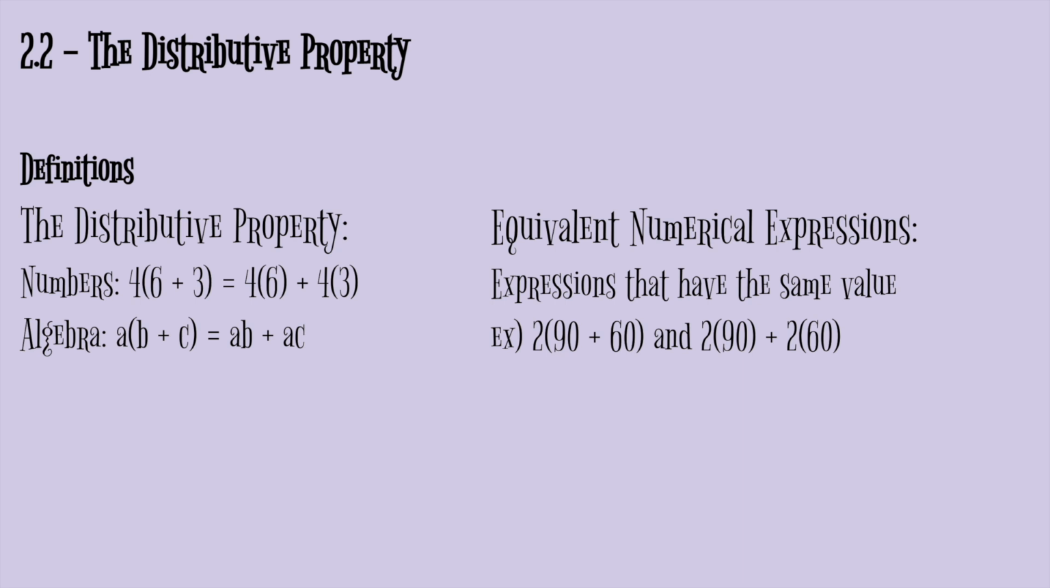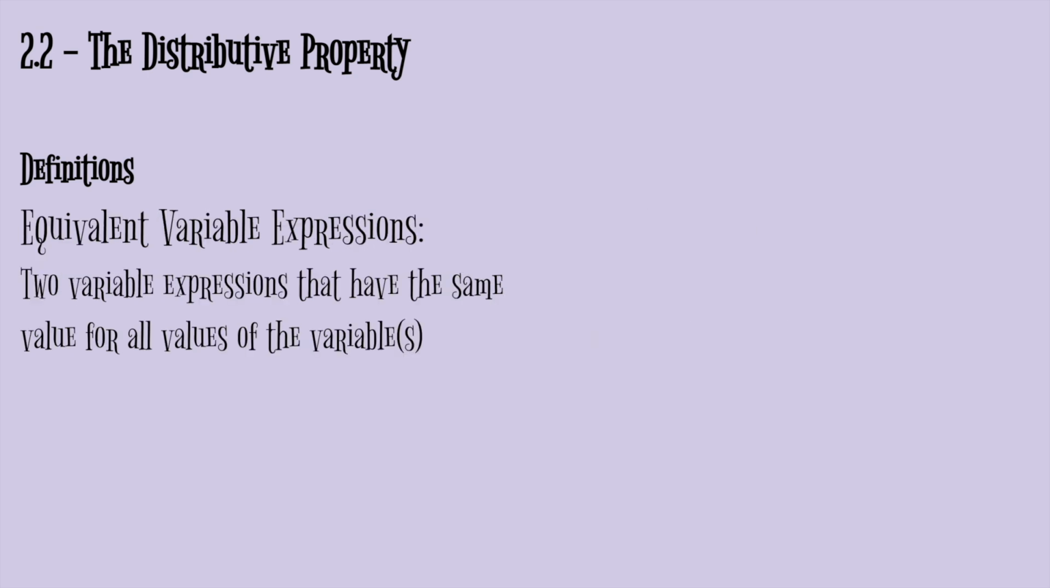An example of distributive property numerically can be 4 times (6 plus 3) is equal to 4 times 6 plus 4 times 3. Algebraically, it can be A times (B plus C) is equal to AB plus AC. Second, equivalent numerical expressions are expressions that have the same value. An example can be 2 times (90 plus 60) and 2 times 90 plus 2 times 60. Third, equivalent variable expressions are two variable expressions that have the same value for all variables.